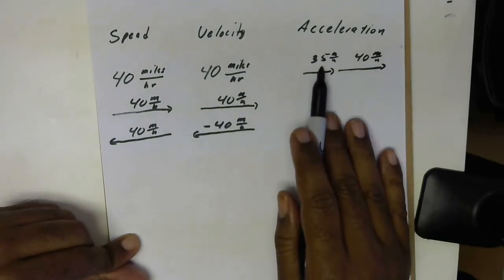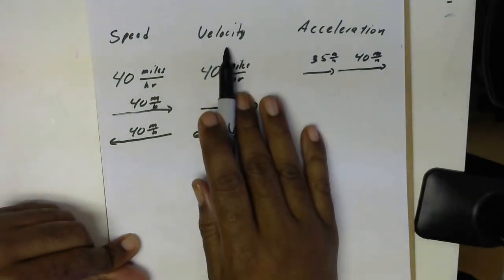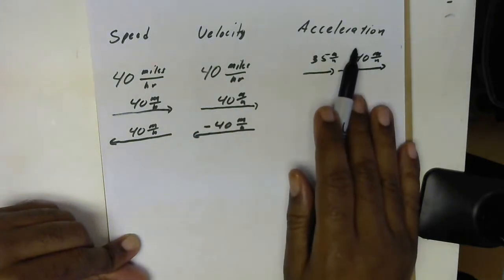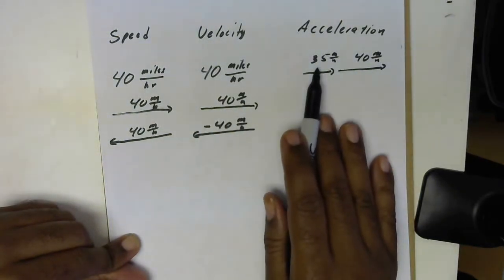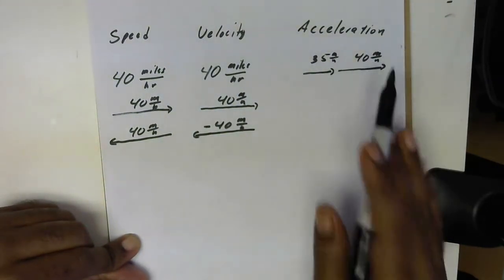Well, going from 35 miles an hour to 40 miles an hour, that's a change in velocity. So that's an acceleration. To go from 35 miles an hour as a speed or velocity to 40 miles an hour, that's an acceleration.